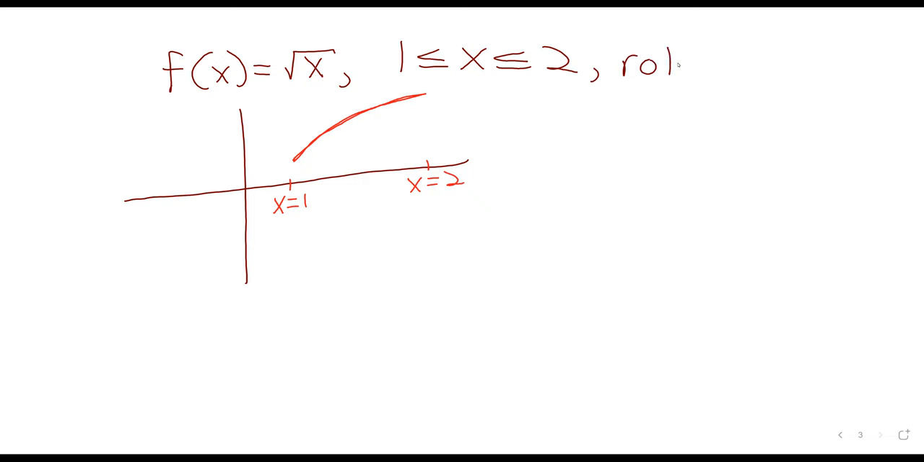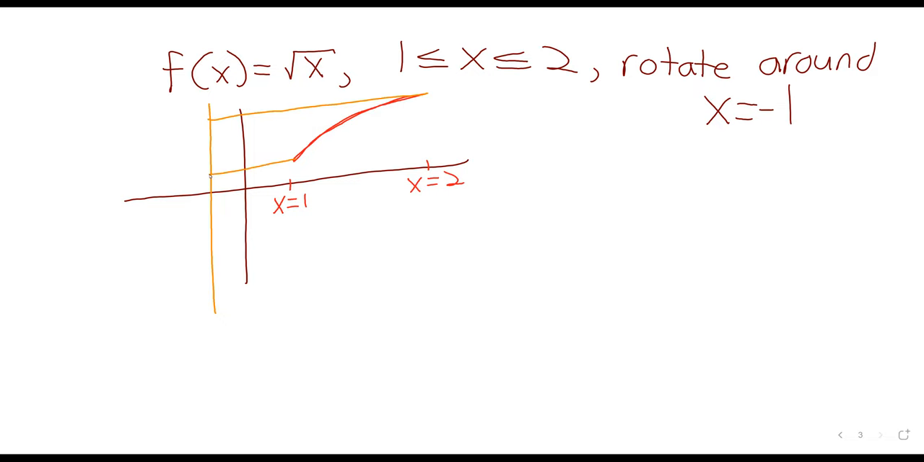But let's rotate around x equals negative 1. So x equals negative 1 is here. Here's the line we're rotating around. The line is vertical. So now we've got this region, and we're taking this region and we are rotating it around that vertical line.